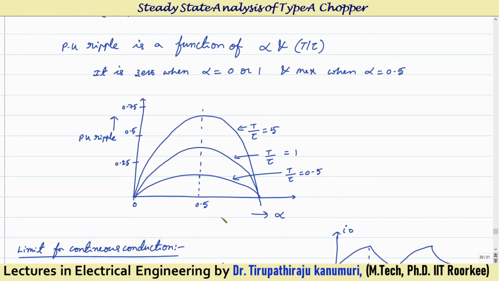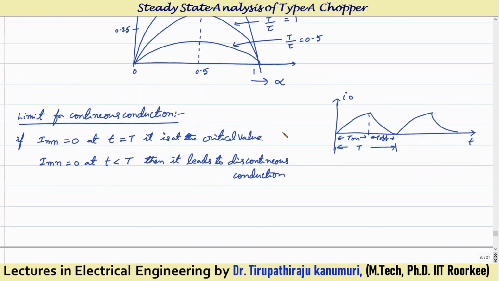When you plot the curve, alpha versus per unit ripple, it will vary like this. It will vary from 0, reach the peak value for alpha is equal to 0.5, and again when alpha is equal to 1, it reaches 0. Because it also depends on t by tau, for different values of t by tau it will vary like this. This is t by tau is equal to 0.5, t by tau is equal to 1, t by tau is equal to 5, like that.